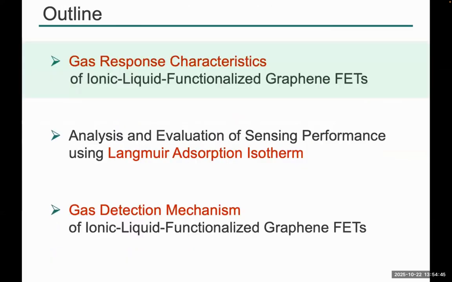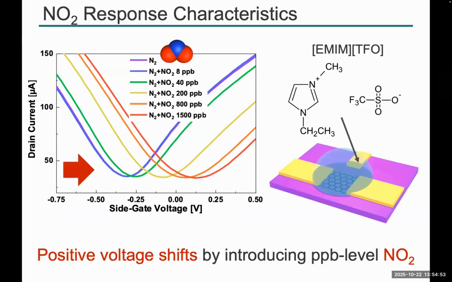First, I am going to talk about the gas response characteristics of ionic-liquid-functionalized graphene devices. Here are nitrogen dioxide detection results using these graphene devices. Here are the transport characteristics when nitrogen dioxide was introduced into this device from 8 parts per billion to 1,500 parts per billion. As you can see, the transport characteristics shift in the positive voltage direction, which means that this device can detect nitrogen dioxide at very low concentrations.